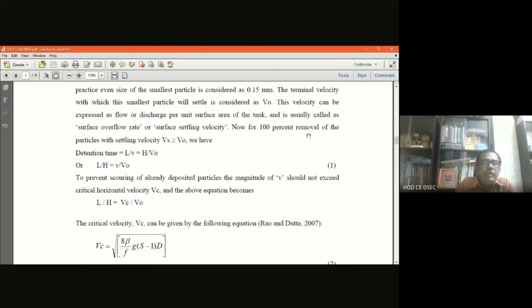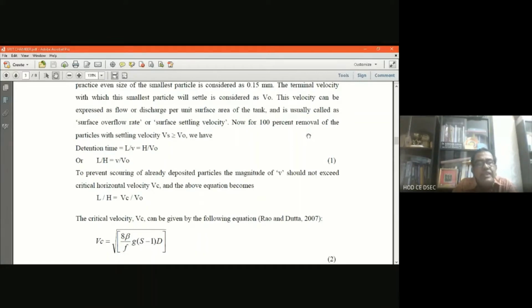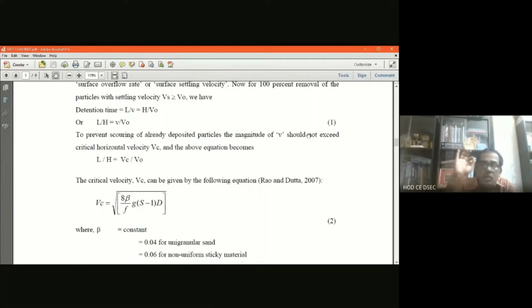Now, to prevent scouring of already deposited particles, the magnitude of v should not exceed the critical horizontal velocity Vc. So the maximum value of v is the critical velocity Vc, because if it is more than Vc, scouring will take place and that is not admissible. So we modify the equation to L by H equals Vc by V0, instead of v by V0, putting the limiting value v equal to Vc so that no scouring of the deposited particles takes place.